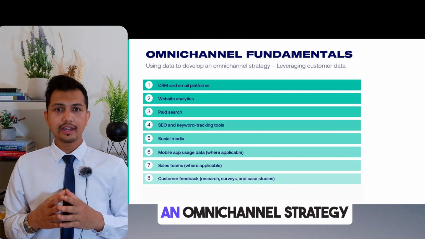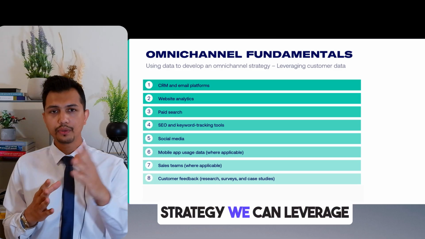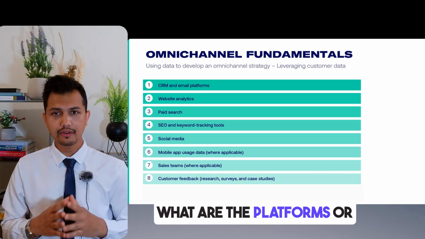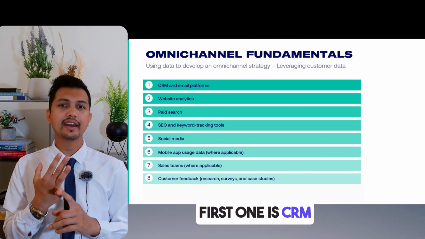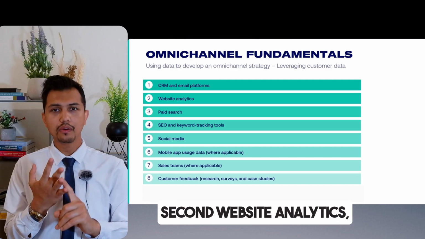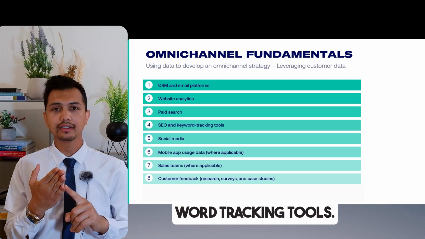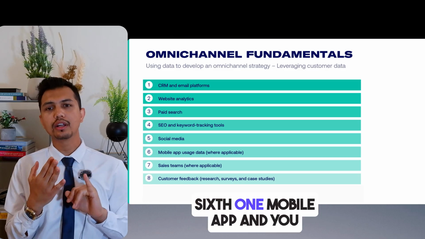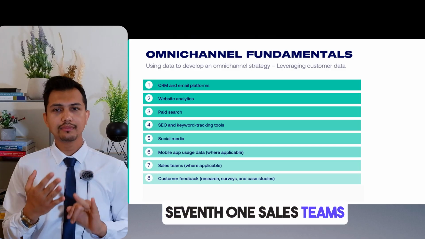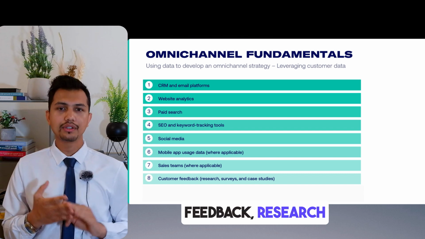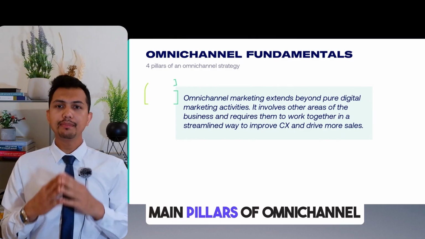So, using data to develop an omnichannel strategy, leveraging customer data. To use the omnichannel strategy, we can leverage the customers' data, but what are the platforms or what are the mediums we can use to leverage the customers' data? First one is CRM and email platforms. Second, website analytics. Third, paid search. Fourth, SEO and keyword tracking tools. Fifth one, social media. Sixth one, mobile app and mobile app usage data. Seventh one, sales teams. And eighth one, customer feedback, research service and case studies. So there are basically four main pillars of omnichannel strategy.